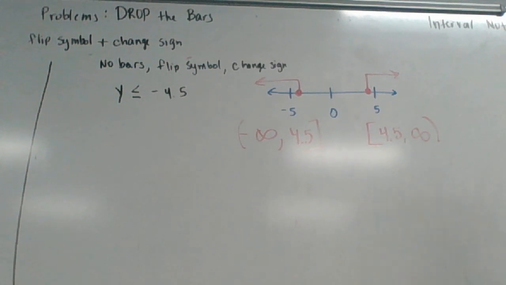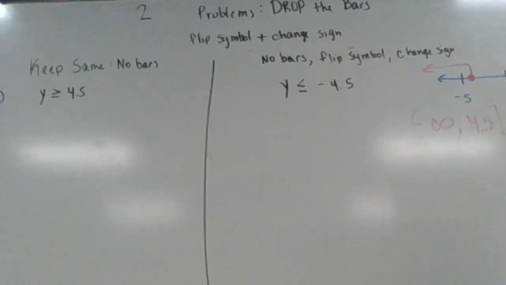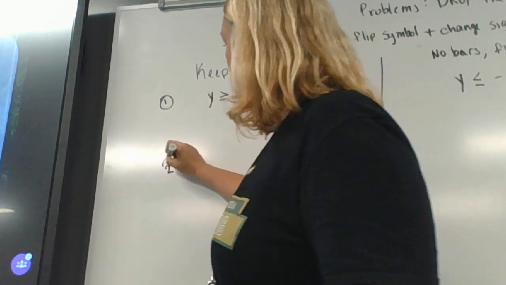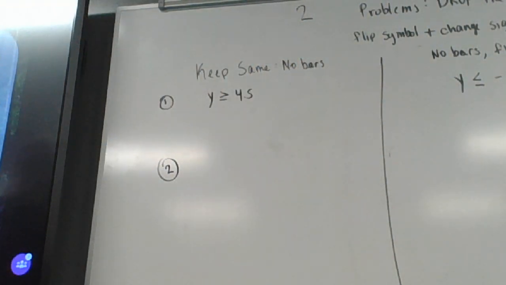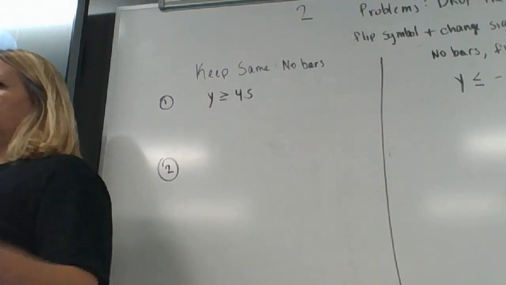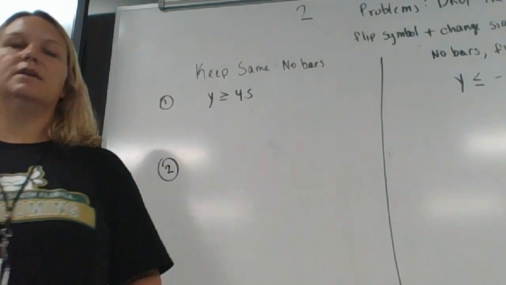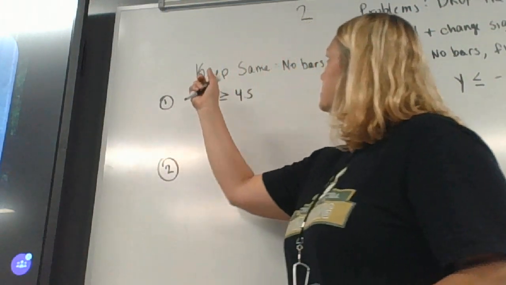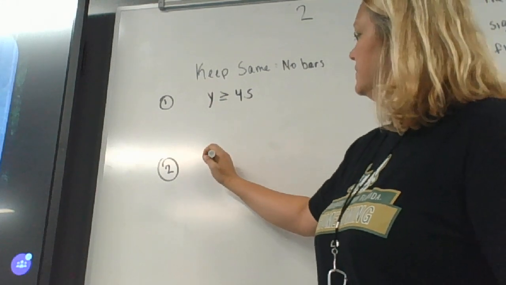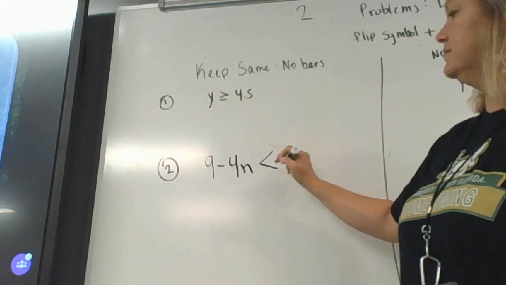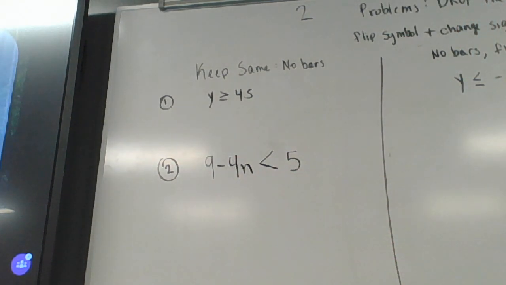Number 2. Okay, there isn't a number here in front. There isn't a number behind it. It's already isolated. I'm going to get right to work. I'm going to get rid of the bars and try to figure out what's happening inside there. So keep the same with no bars. So I'm going to do 9 minus 4n is less than 5. Solve that guy.